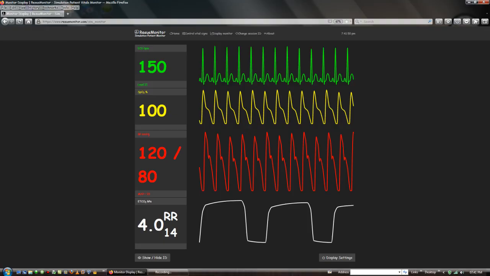I'll show you EKG rhythms. Now this is a patient monitor which I went on right now for this video, and these are the patient monitor EKGs which I will be discussing.